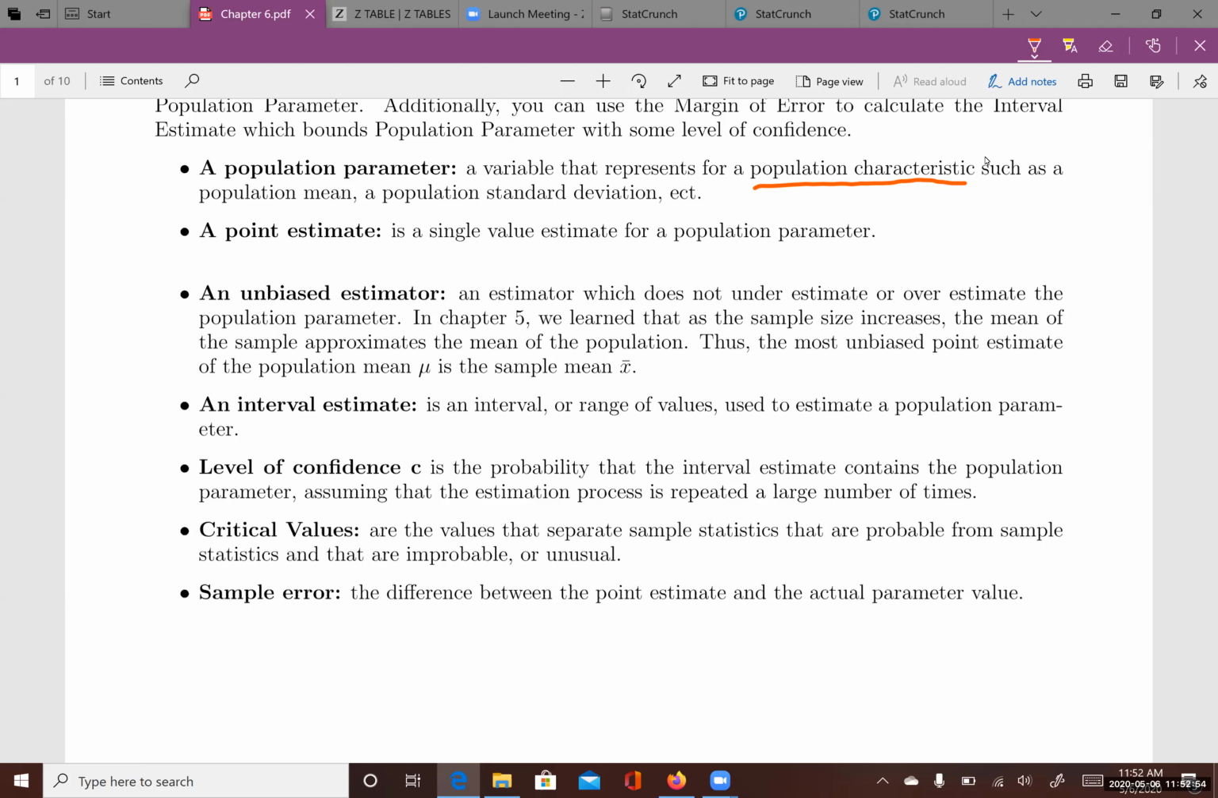What is an interval estimate? An interval estimate is just a range of values. It's an interval containing infinitely many points. This interval is used to estimate a population mean parameter, which means that using this interval, you hope to capture the population mean inside it. So if this is the population mean, then once you come up with an interval estimate, you hope the population parameter you're trying to estimate is inside this interval.